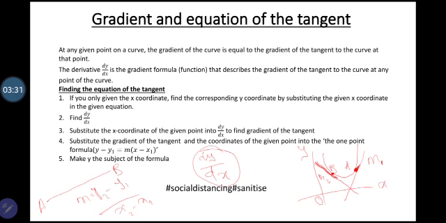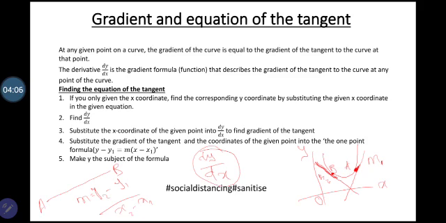you find the derivative of the curve that you have been given. Then after you do that, substitute the value of x in the dy/dx. This substitution will give you the gradient of the tangent. Then you go to step 4, now that you have the gradient and the point that you have been given or have calculated in step 1. You substitute in your one-point formula to help you find the equation of the tangent. And after that, you make y the subject of the formula.